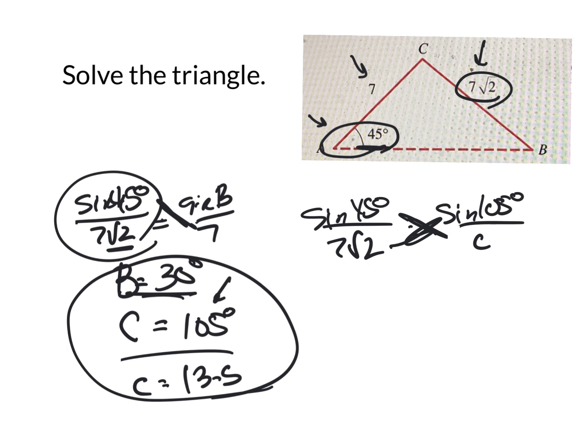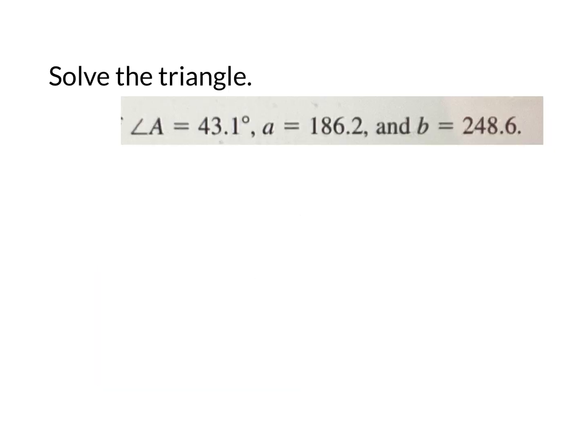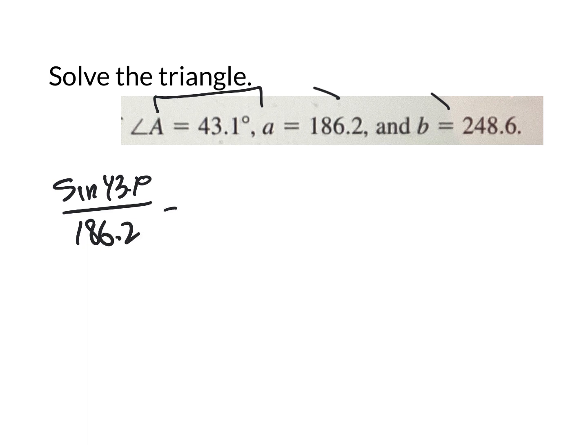That doesn't make a whole lot of sense right now, but watch these next two slides. Okay, it says solve this one. And what they gave me here is big A and little a. If I drew this triangle, it'd be side, angle again. So I'm still thinking, okay, it could be no solution, could be one, could be two. Let's go through here. There's no choice how to start. I've got to do sine 43.1 degrees over little a, which is 186.2, equals sine big B over 248.6.